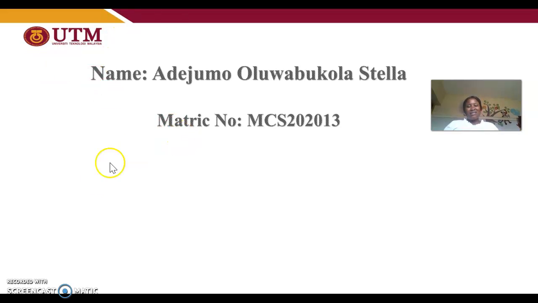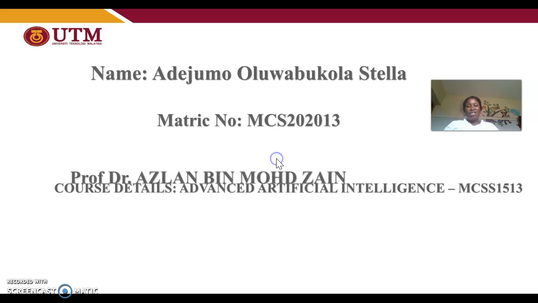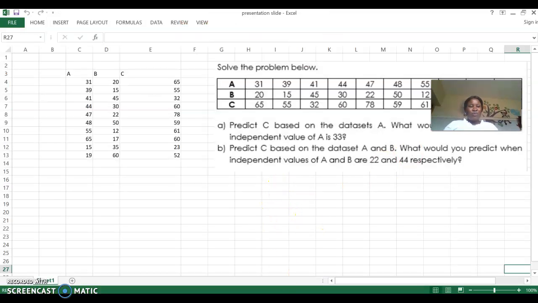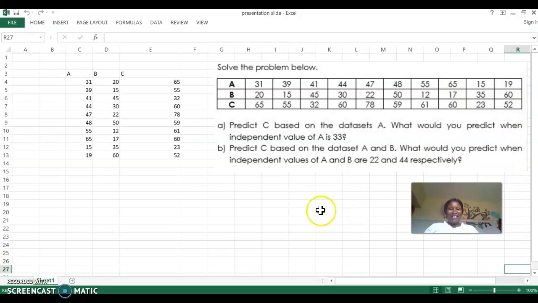Now I have a task before me this afternoon, and I'll quickly take you through it. I'm going to be moving to Excel to explain the task. This is what Dr. asks us to do, an assignment. Solve this problem. We have been given this data. The first task is to predict C based on the data set A. What will you predict when an independent value of A is 33? I've already moved these values to Excel.